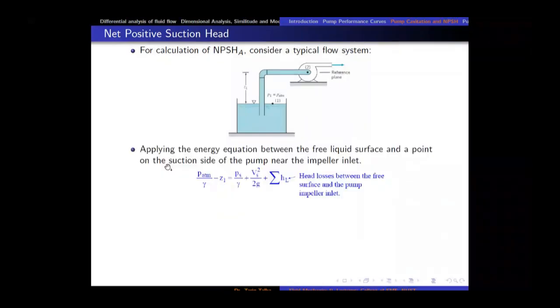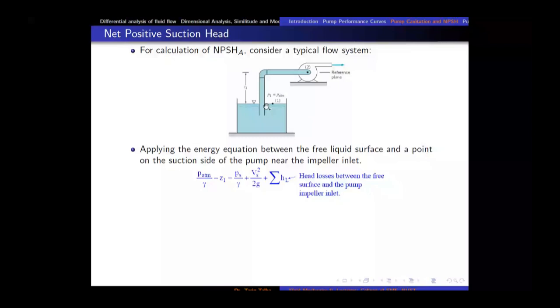We can say that we have P atmosphere at this tank, then minus that height, right? So why is it minus? Because if we take this reference and go upward, that is positive height, and the pump is above it, so it is minus that one. And then Ps is the static pressure at this point 2 upon gamma, just to write it in terms of head, plus Vs squared upon 2g, the velocity of water at the suction side, plus HL. HL is the head loss between the free surface and the pump impeller.